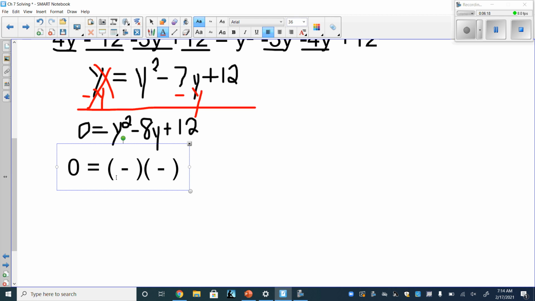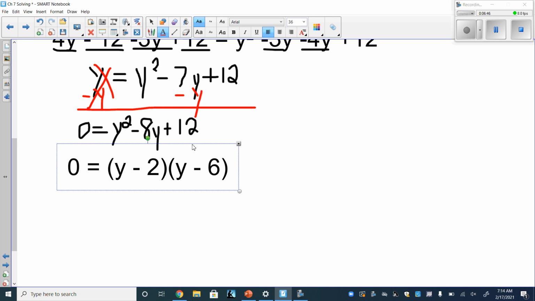Now we can find the factors of y squared, which would be y and y, because those are the only terms that multiply together to give us y squared. Now we can find the factors of 12. So we're trying to find two numbers that multiply together to give me 12. So we have 1 and 12, 2 and 6, 3 and 4. And the ones that are going to work well are 2 and 6.